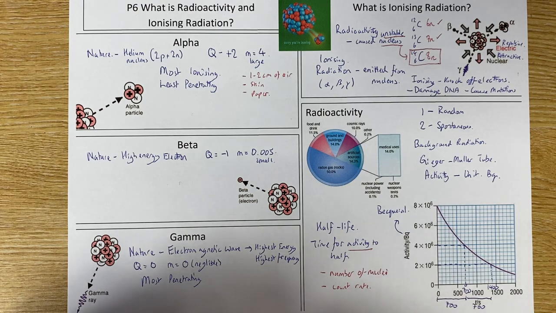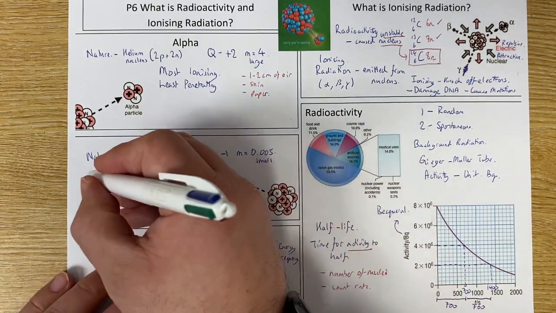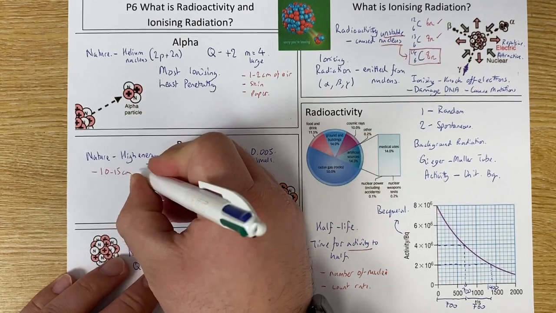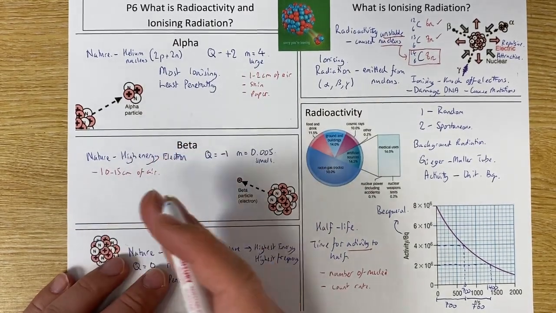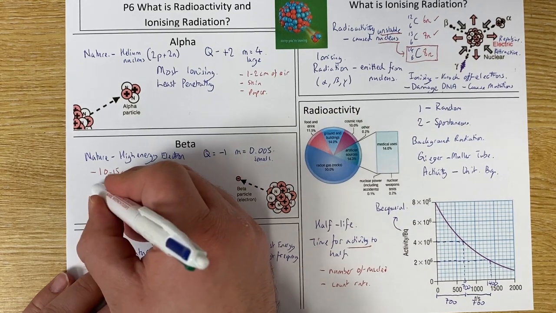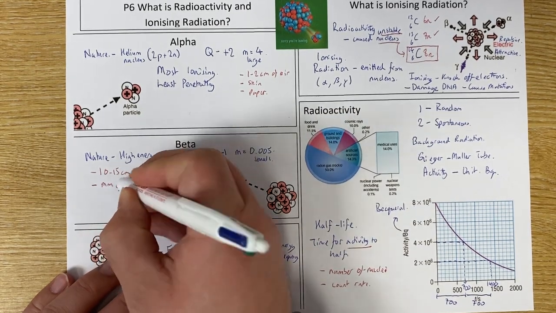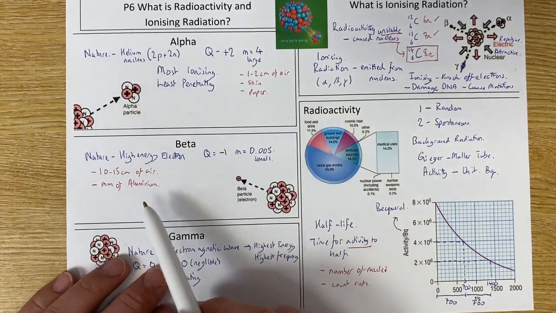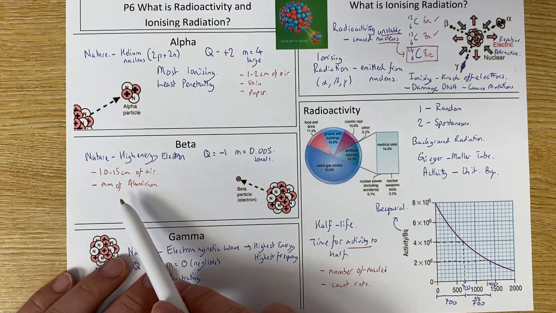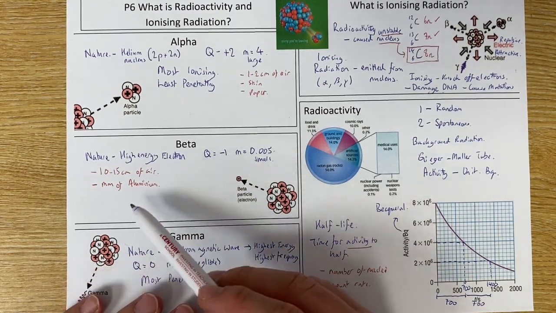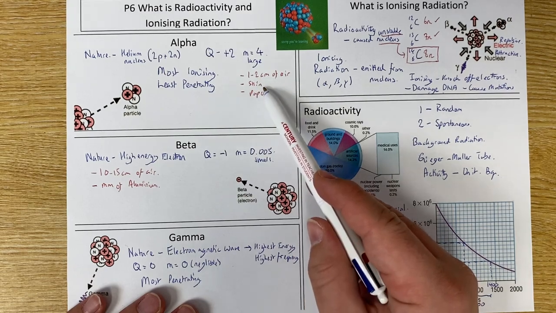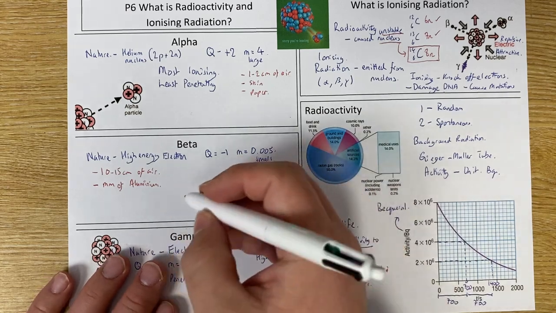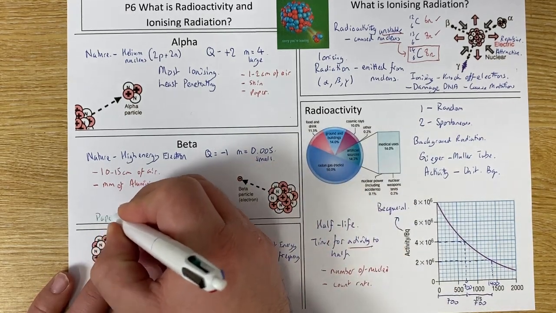Okay, now beta, okay, the two things that will stop beta is air again, but 10 to 15 centimeters of air will be enough to stop beta, so it will go a bit further than alpha because it's more penetrating, and a few millimeters of aluminium. Okay, so aluminium will stop beta, but beta would be quite happy passing through skin or paper. So one of the uses, which I'm just going to mention at this stage, of beta is that it's used in paper thickness.